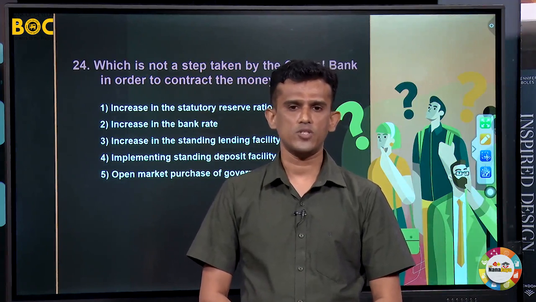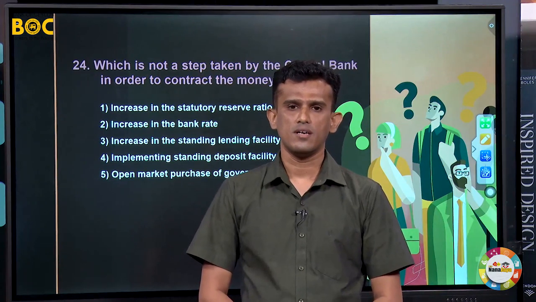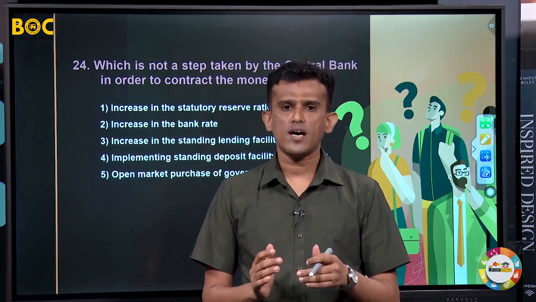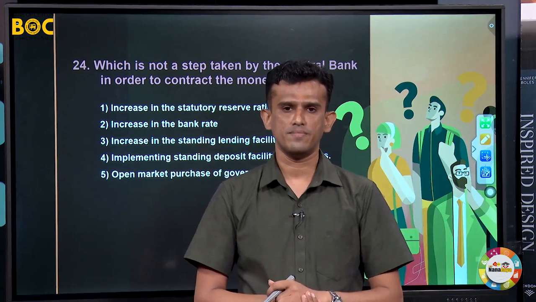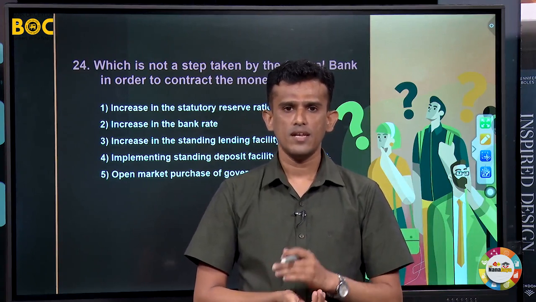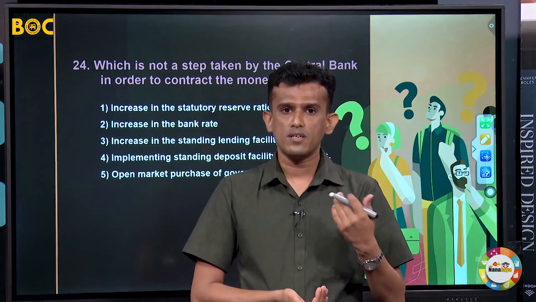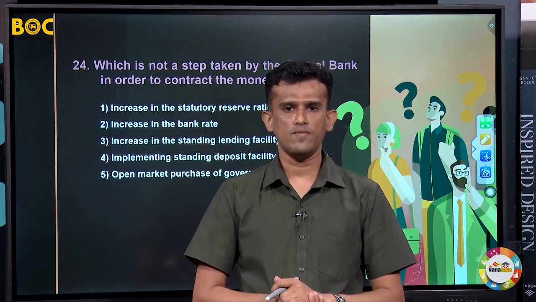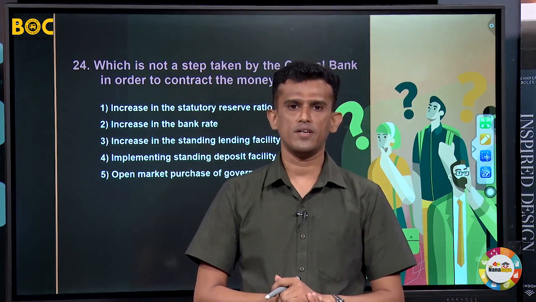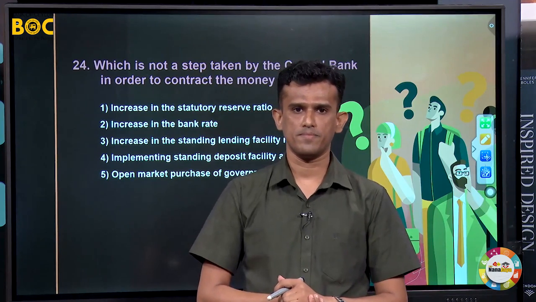Through that, what happens is the cash reserves are transferred from commercial banks to the central bank. The lending ability of commercial banks will go down and will lead for the money supply of the economy to decrease.